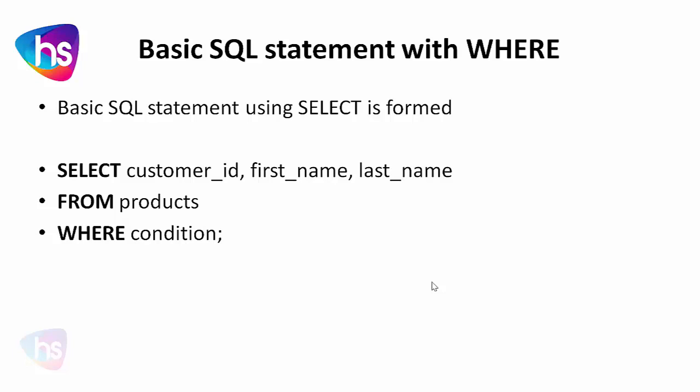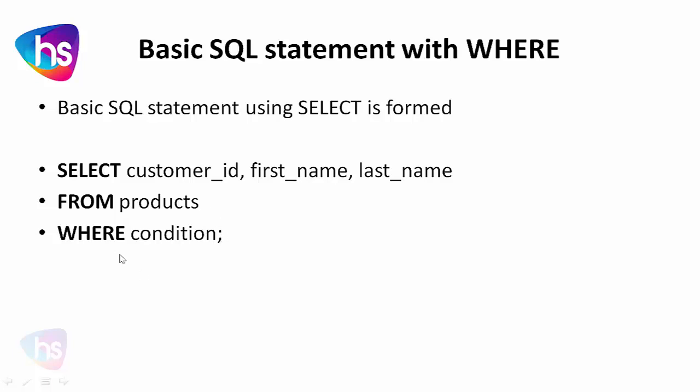The basic SQL statement using SELECT is something we have seen in all our previous lectures. In this lecture, I'm going to present how that statement is written. For example, SELECT customer ID, first name, last name, with the columns separated by commas. Then the FROM clause is used to specify which table we are reading the data rows from, in this example FROM products.